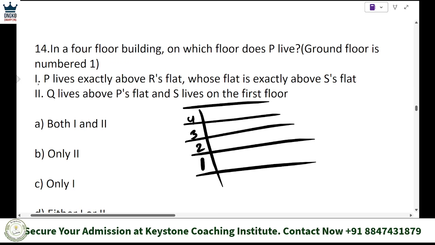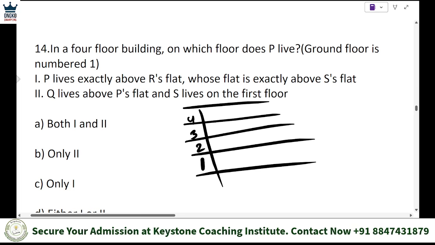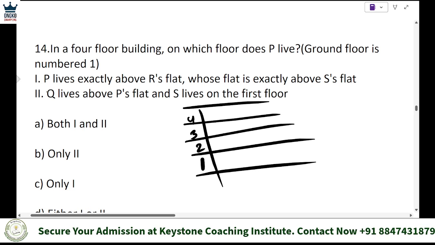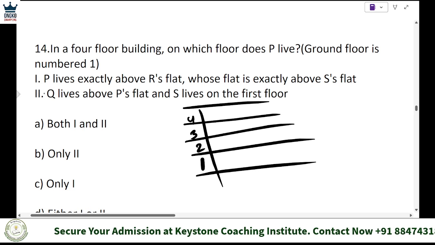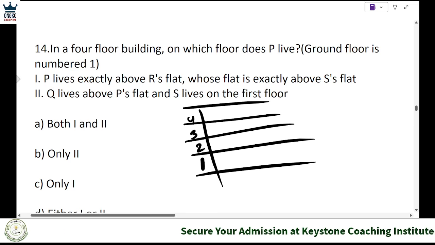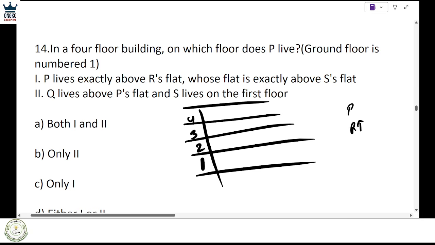So we need to check whether option 1 alone can answer this question regarding B, and whether 2 alone can. We need to check that. Neither 1 nor 2 alone may do it. B lives exactly above R's flat. So B lives above R's flat.